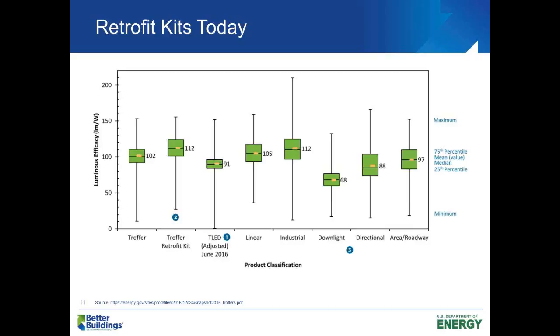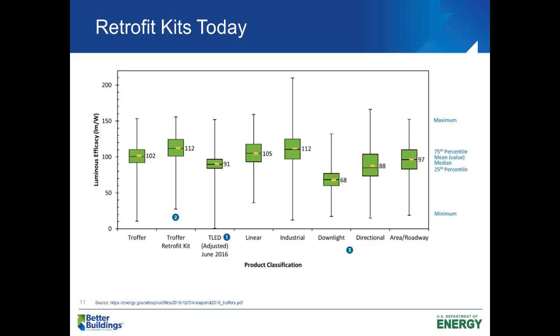The report also found that the retrofit kit product efficacy and output ranges were very similar to the listed troffer luminaires. In this whisker plot, you may observe that troffer retrofit kits average 112 lumens per watt, while troffers average 102 lumens per watt. The report found that this occurs in part due to the presence of luminaires on the DLC database prior to 2014, which is the point when retrofit kit designation first became available on the DLC.